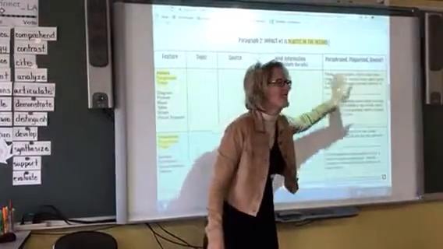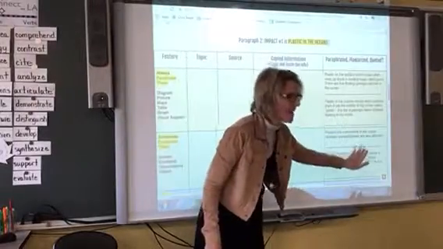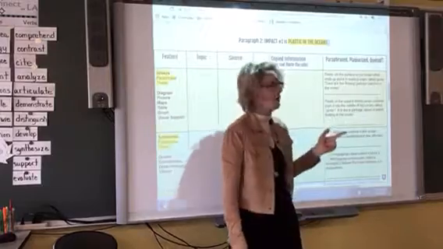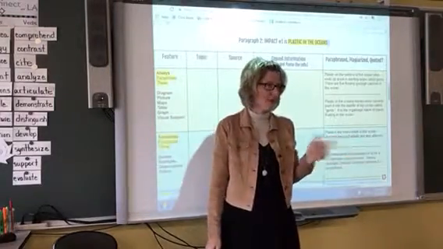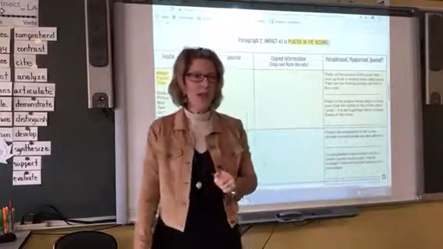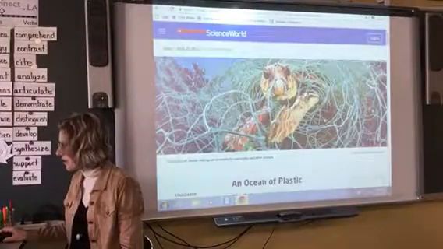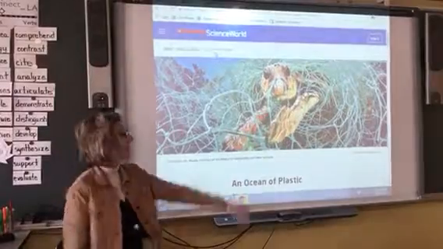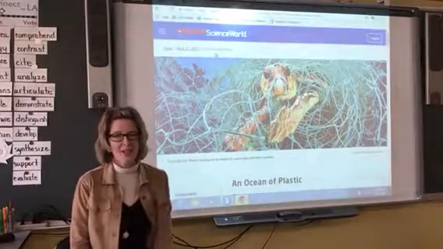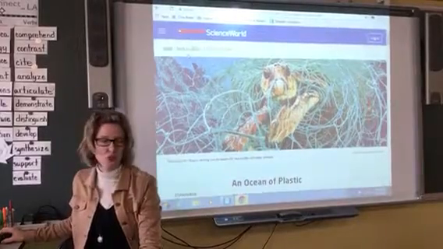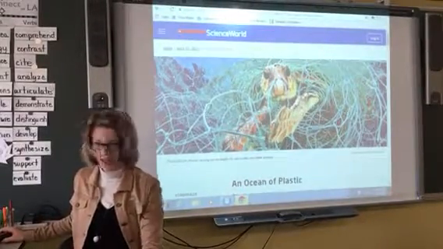These are by way of examples to have us practice identifying whether each of these is a paraphrase, a plagiarized, or a quoted piece of information. So let's go ahead and start with my source. It's called An Ocean of Plastic, and it's coming from Science World magazine. I love that magazine. It's coming from the April 17th, 2017 magazine edition.